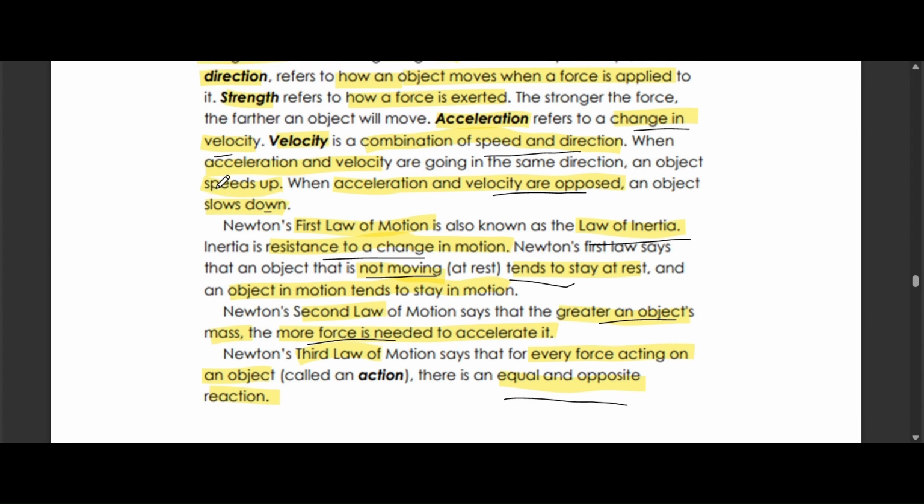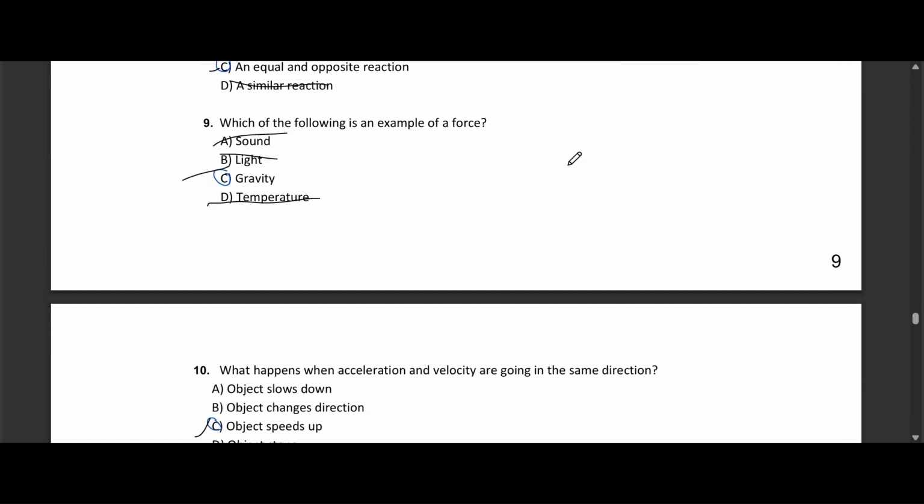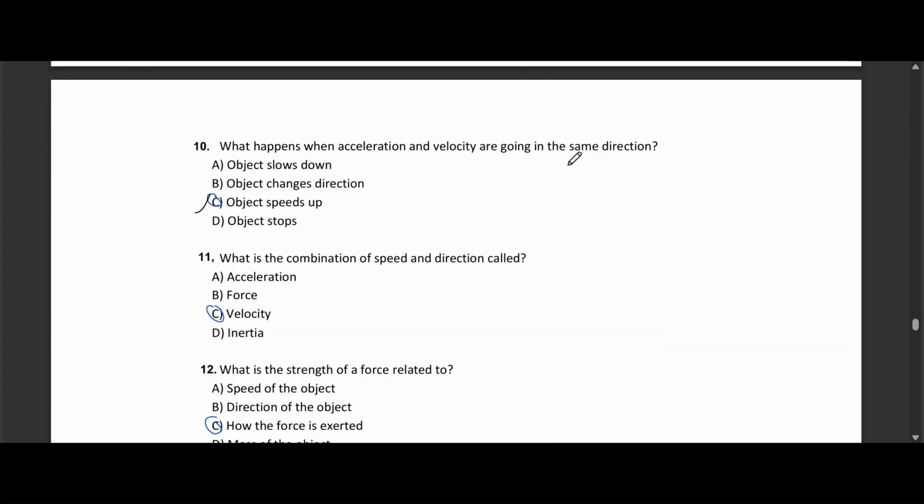Option A, slowing down, happens when acceleration and velocity are opposing. Options B and D don't really apply here. Question 11. What do we call it when we combine speed and direction? Is it A, acceleration, B, force, C, velocity, or D, inertia? The answer here is C, velocity.